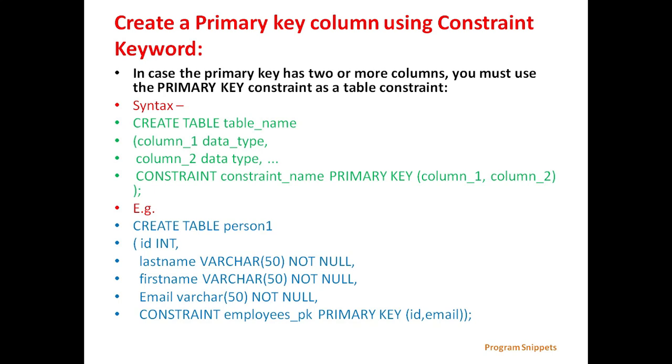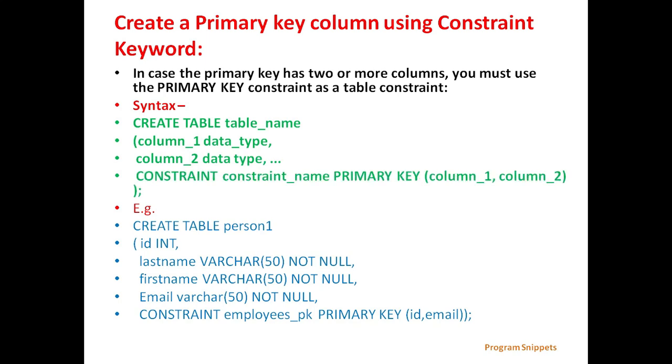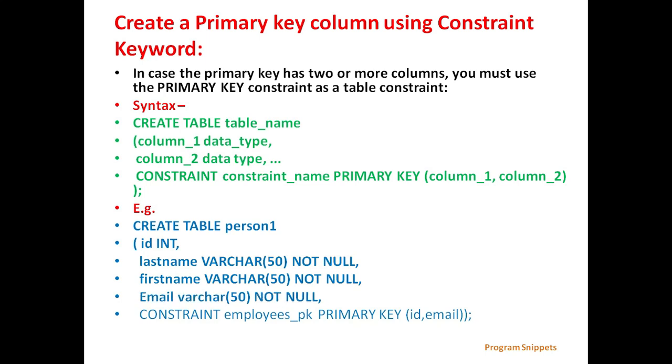In case the primary key has two or more columns, you must use the primary key constraint as a table constraint. General syntax is create table, table name, then columns, column 1, column 2, and then constraint with constraint name, primary key, and the columns on which we are going to add the primary key constraint. For example, create table person1, then fields id as integer, first name, last name, and email as varchar, and we'll add the constraint as constraint employees pk, primary key, and id and email.